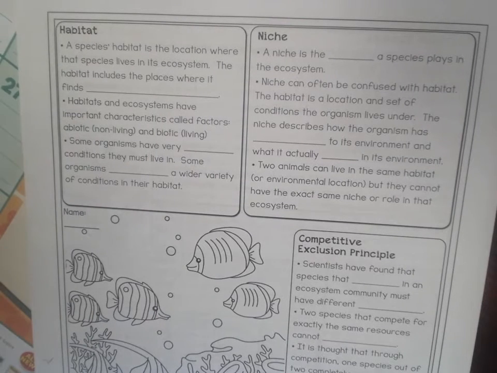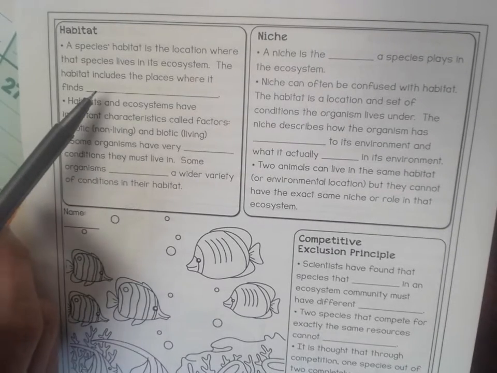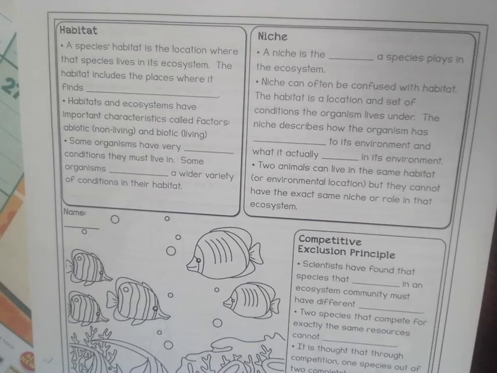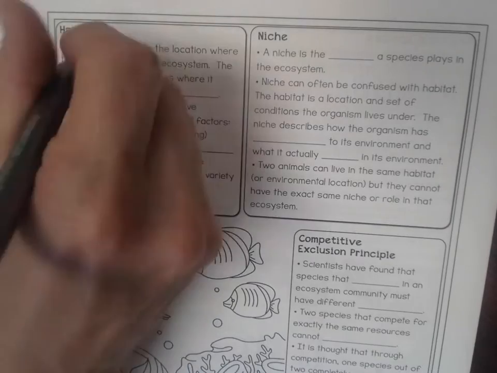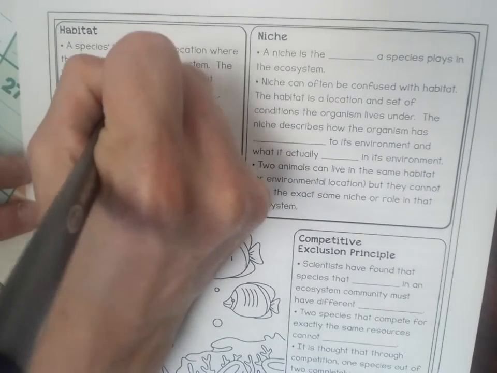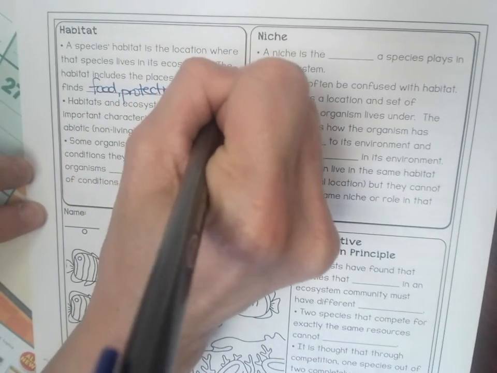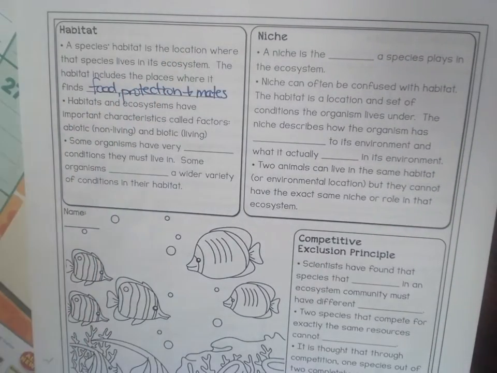So, a habitat, you'll notice, is up here in this top corner. A species' habitat is a location where that species lives in its ecosystem. The habitat includes the places where it finds food, protection, and mates. So the habitat is the area within an ecosystem where it finds the food that it needs, the protection it needs, and the mates in order to breed.